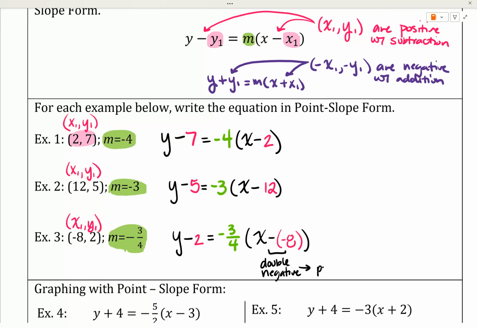turns into a positive. So our equation is going to say y minus 2 equals negative 3 over 4, parentheses, x plus 8. So we have to be careful there. If I see plus 8, that tells me that 8 is in fact negative.